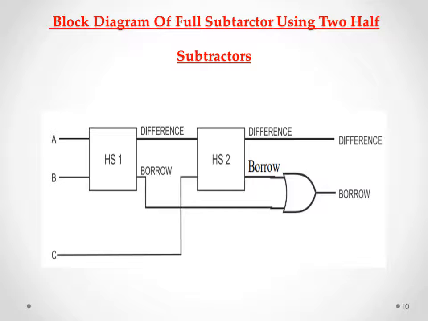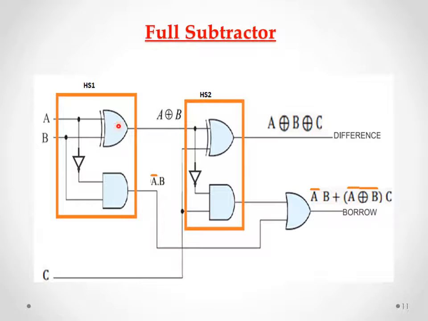This is the block diagram for implementing the subtractor circuit using two half subtractor circuits. So here this is the first half subtractor circuit and this is the second half subtractor circuit. In the first half subtractor circuit, the output we get at this point is A exclusive-OR B. So the final difference output is A exclusive-OR B exclusive-OR C.